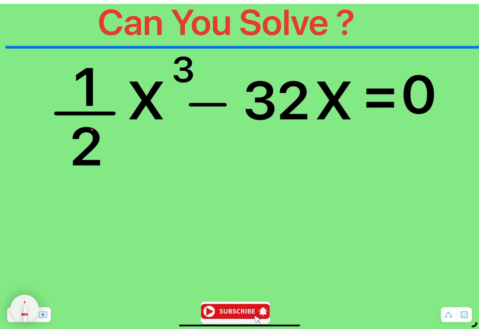We have 1 over 2 times x cubed minus 32 times x equals 0. We have to find the value of x. X is question mark. The way I will start solving this problem is I will escape this fraction first.